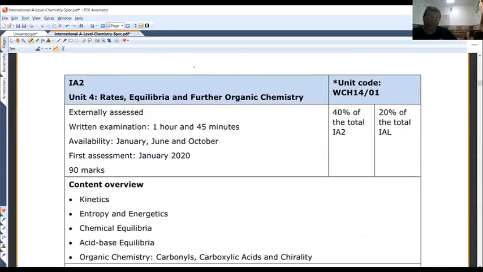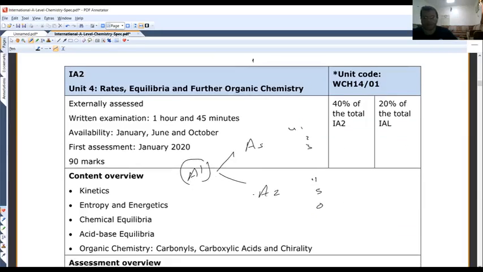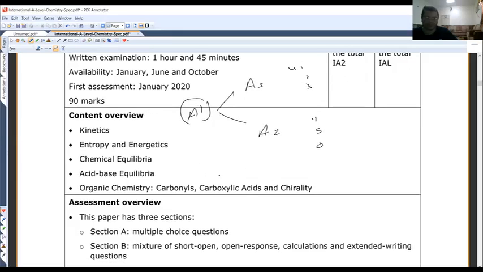We don't have a certificate known as A2. We have a certificate known as A level. So the AS, which has unit 1 and 2 and 3, and the A2, which has unit 4 and 5 and 6, both of them give you the whole A level. So once you finish A2, you will take the A level certificate.